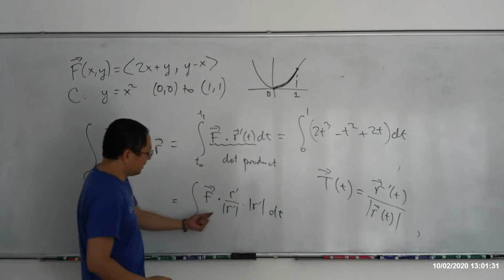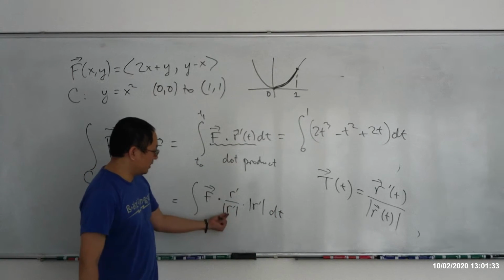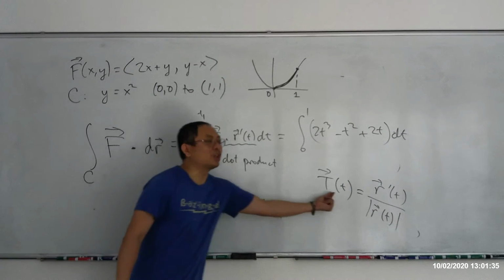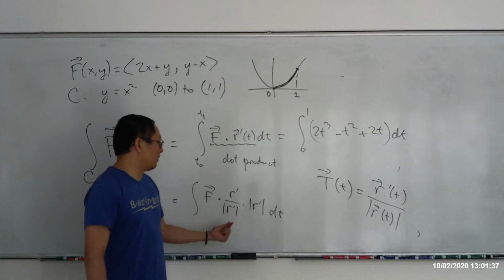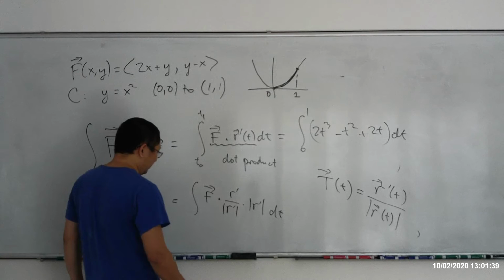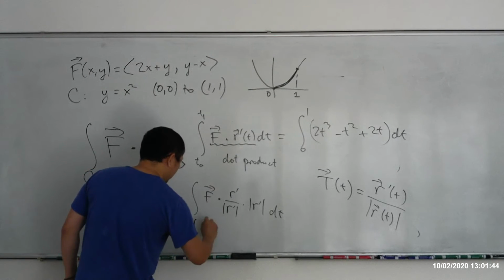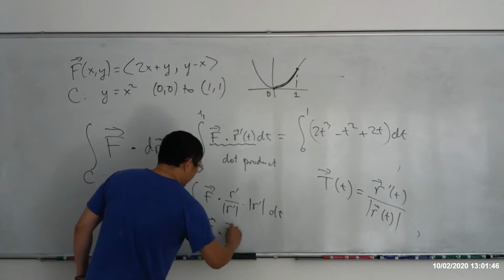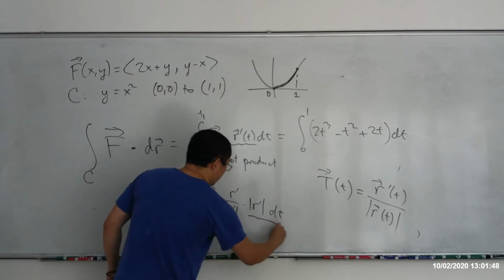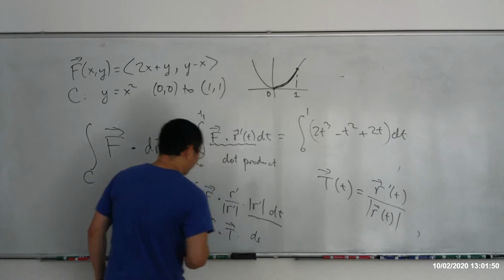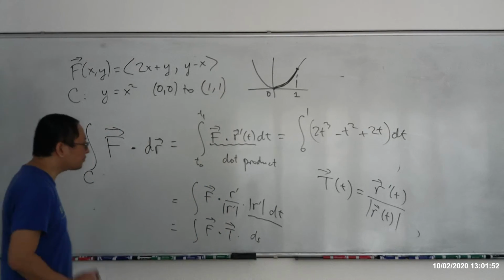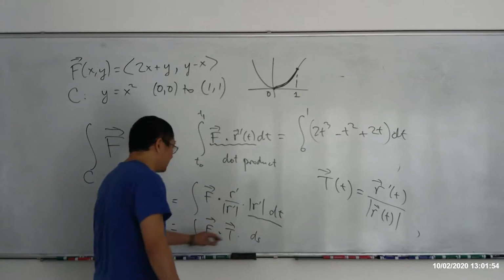It's going to be the same, right? I divide by the magnitude of the tangent vector, which is called the unit tangent vector, by the way, and you multiply back, it's the same. So this is the integral of F dot the unit tangent vector, and you know what? This is really ds. You see why this is ds?